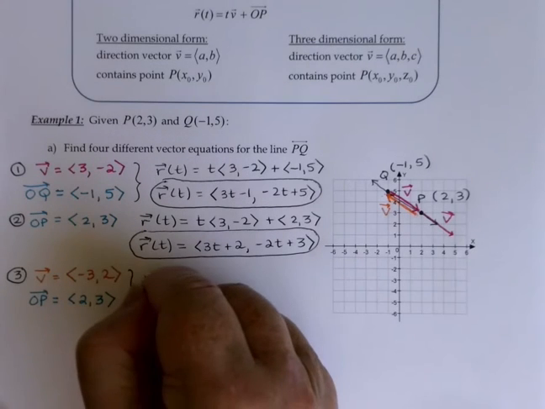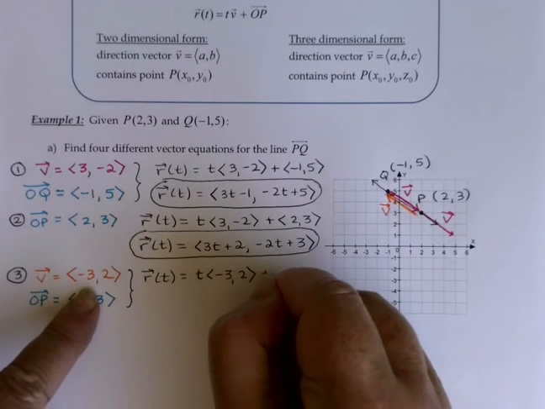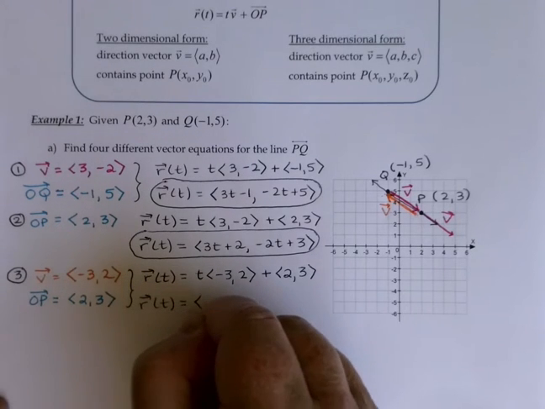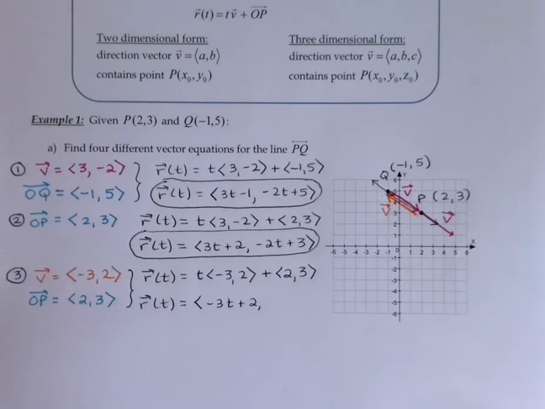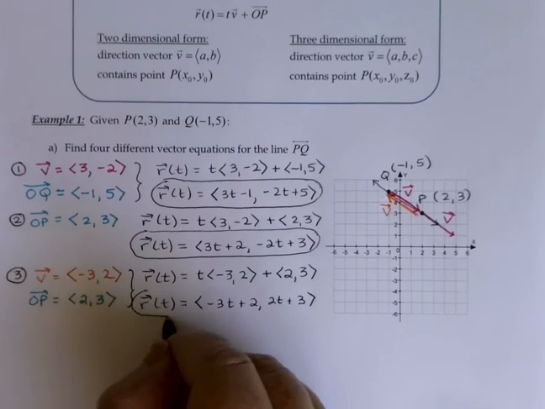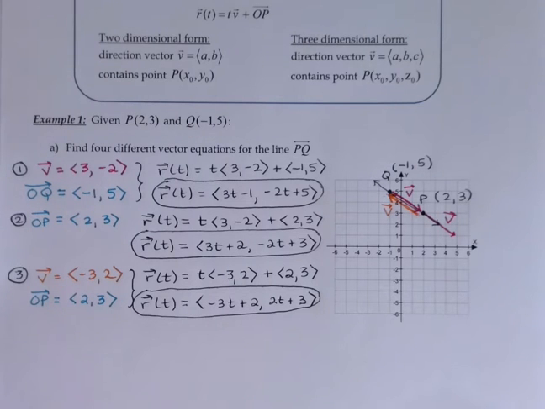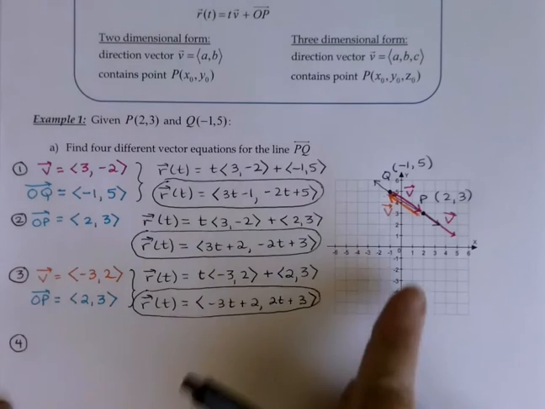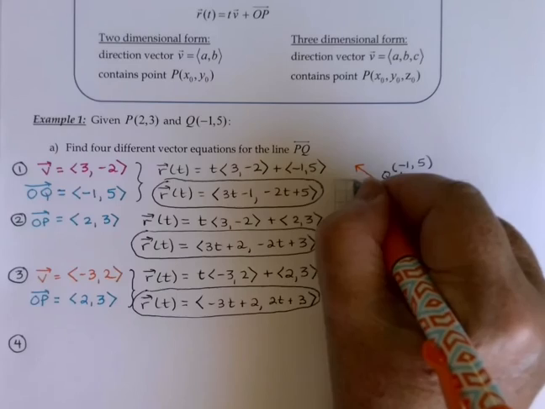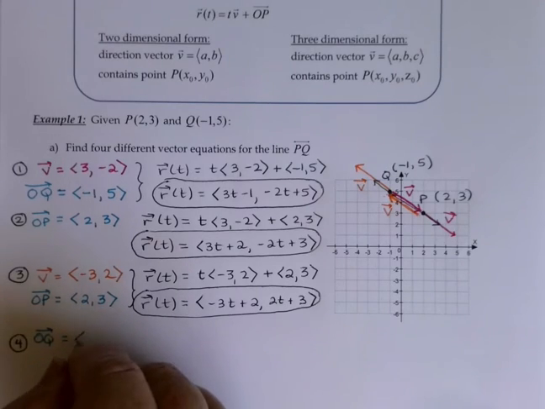And so putting these together, the equation of my line is t times my direction vector plus the vector that I got from my point, (2, 3). So I'm going to get negative 3t plus 2, and then 2t plus 3. So far we've got three different looking equations, but they all refer to the same line. One more. I'll keep that same direction vector v, but again, I can use any point on the line, so let's start from the point Q this time. We're kind of imagining that we're going back that way, another copy of v. So I'll use OQ to represent my starting point, and that would be (-1, 5).